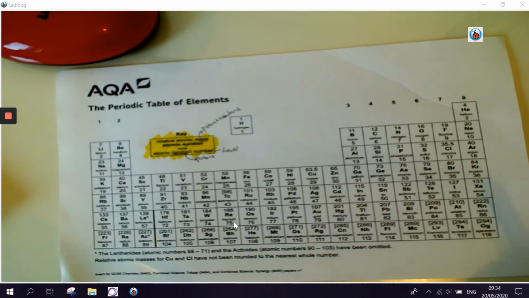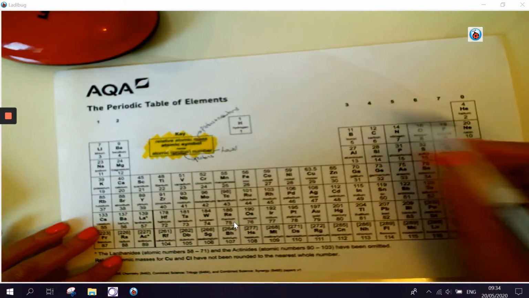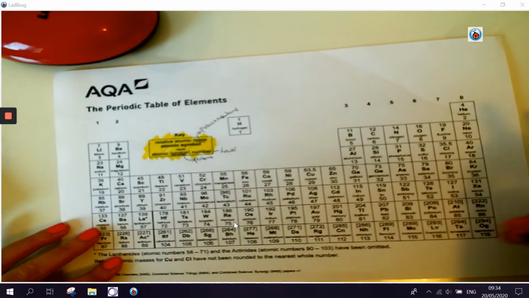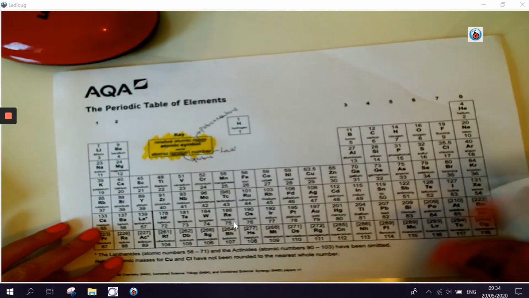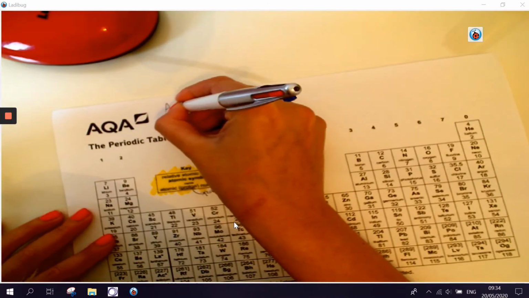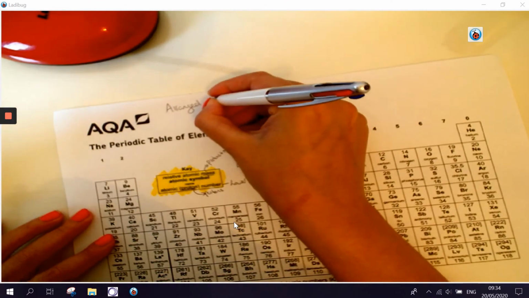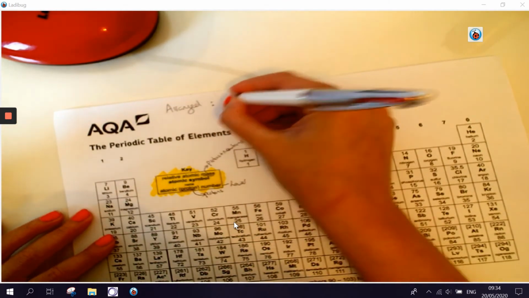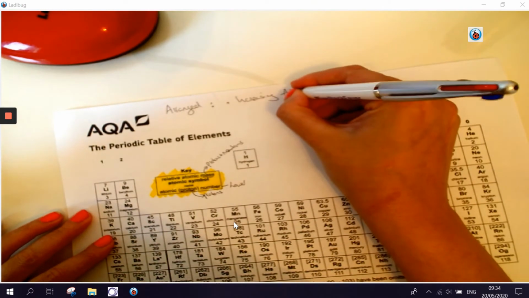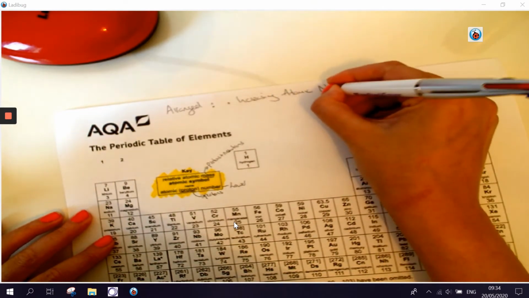If we look at the periodic table, we can see that there are some patterns to its arrangement. The first thing is that it is arranged in order of increasing atomic number, which means every time we go across, the element gains 1 proton. So this is the first way it's arranged, increasing atomic number.